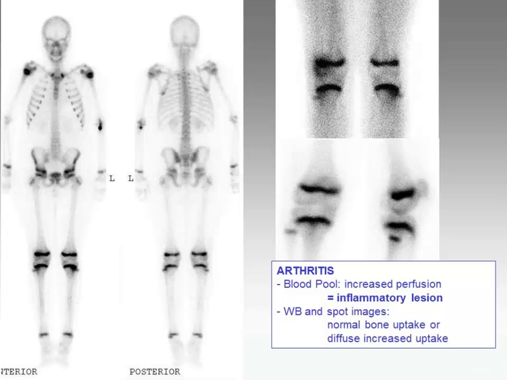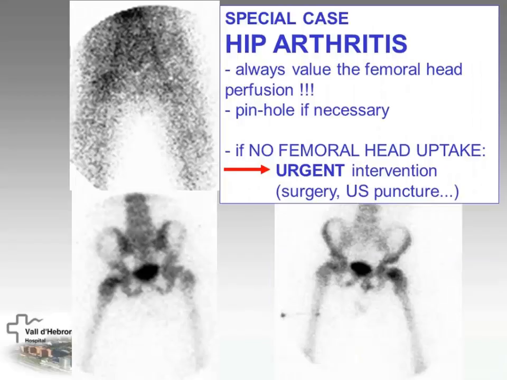Remember that we can have a diffuse increased uptake when we have hyperperfusion, but in this case it was not the case, and we have no abnormalities on the bone scan. This is one special case, the hip arthritis.